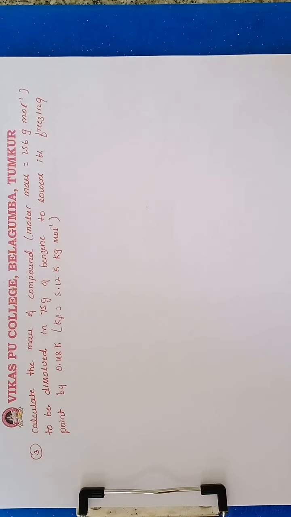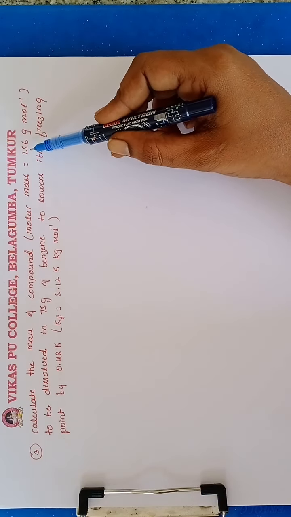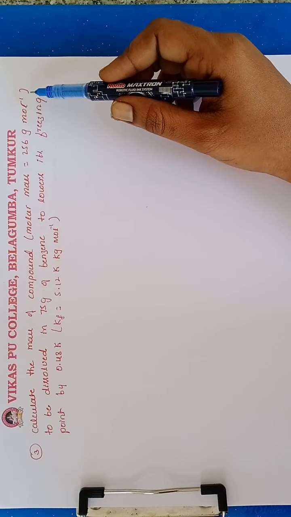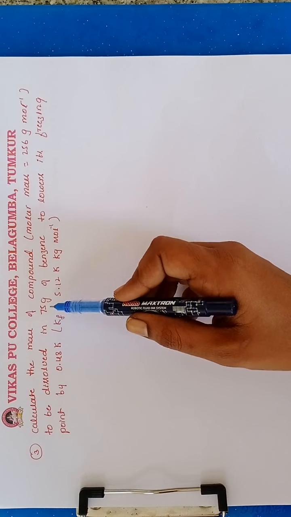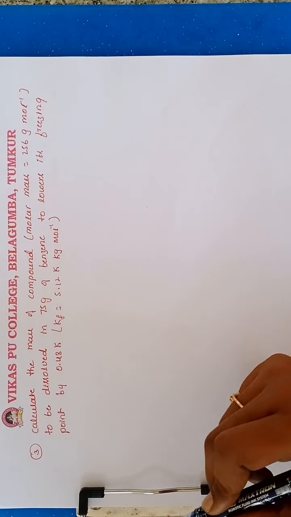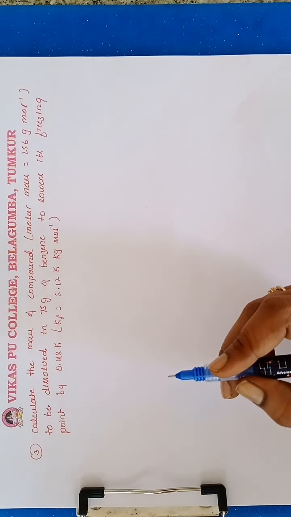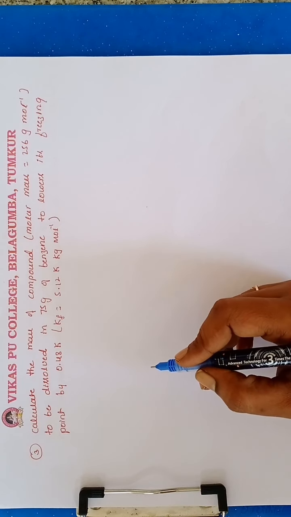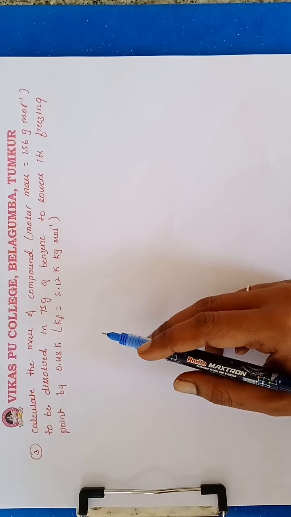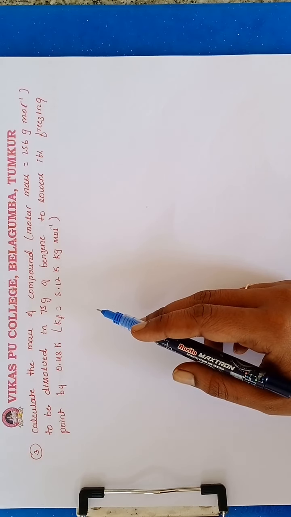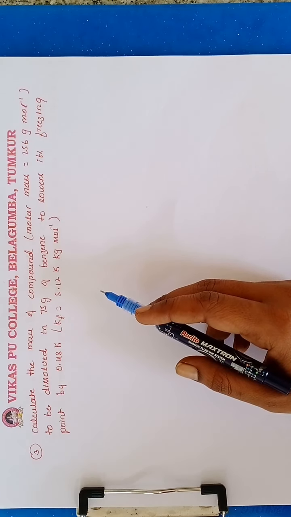Calculate the mass of compound. Molar mass they are given, that is 256 gram per mole, to be dissolved in 75 gram of benzene, to lower its freezing point by 0.48 Kelvin. Kf is equal to 5.12 Kelvin kg per mole.